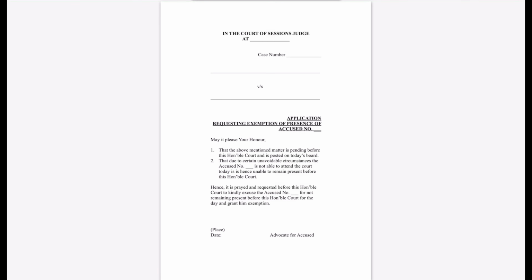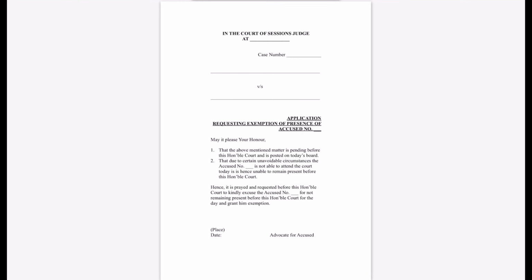Hi, so today we are going to learn how to write an exemption application for the accused. What happens when you're dealing with criminal cases? Sometimes the accused, if he's out on bail, cannot really be present for every date in the court. Maybe he's sick, or some of his relatives are sick, or someone in his family has died, or he is traveling somewhere, or whatever the reason might be. It should be a genuine reason though.